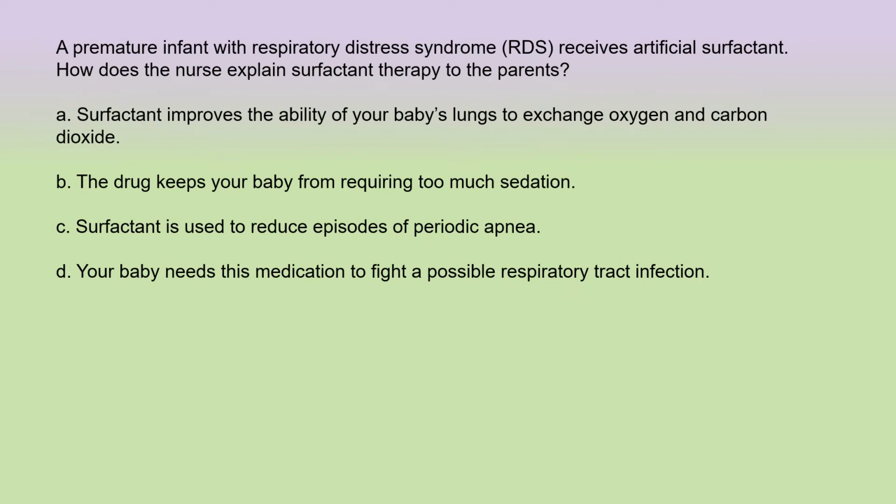A premature infant with respiratory distress syndrome, RDS, receives artificial surfactant. How does the nurse explain surfactant therapy to the parents? A. Surfactant improves the ability of your baby's lungs to exchange oxygen and carbon dioxide. B. The drug keeps your baby from requiring too much sedation. C. Surfactant is used to reduce episodes of periodic apnea. D. Your baby needs this medication to fight a possible respiratory tract infection.